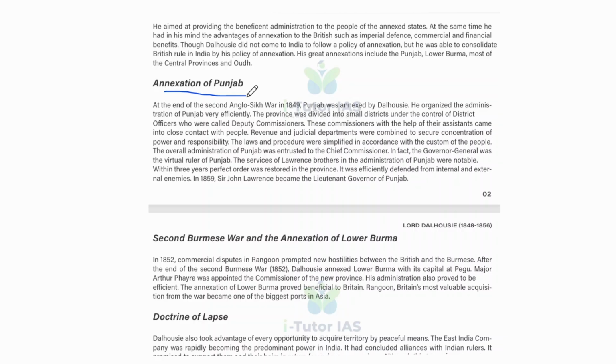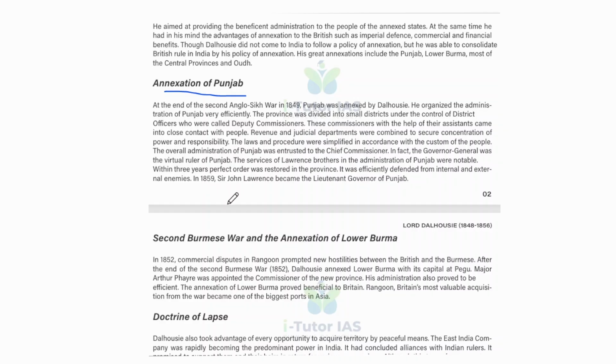organized the administration of Punjab very efficiently. The province was divided into small districts under the control of district officers called deputy commissioners. These commissioners, with the help of their assistants, came into close contact with the people, and revenue and judicial departments were combined to secure concentration of power and responsibility. The law and procedure were simplified in accordance with the customs of the people, and the overall administration of Punjab was entrusted to the chief commissioner.